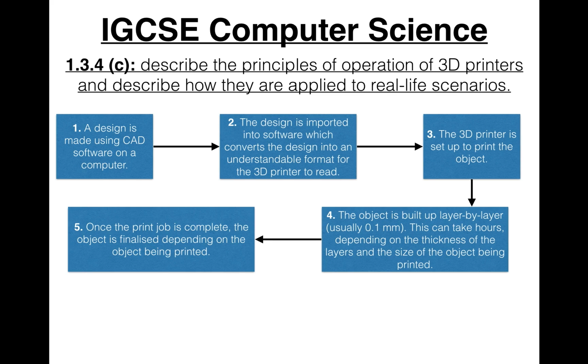And finally, once the print job is complete, the object is finalized, depending on the object being printed. Now when we say finalized, we kind of mean finished off. So like excess material removed, like cutting unused material from the object, basically finishing it off to make it look better. This can take quite a while as well.